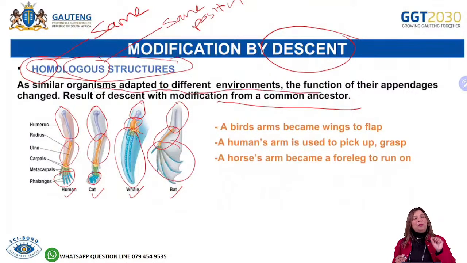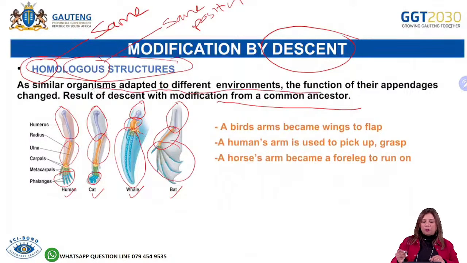So we need to understand the very important statement: a similar organism adapted to different environments, and the function of their appendages change. Yes, we see the sentence in fancy English, but we now understand what it really means. It's very important that you understand it. If you don't, we always say use these diagrams because they're going to help you to remember. If you look at this diagram now and close your eyes, you can picture the diagram in your mind, and that's going to help you to understand the concept.